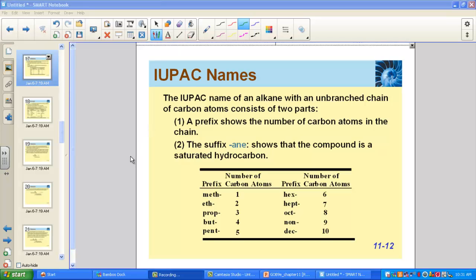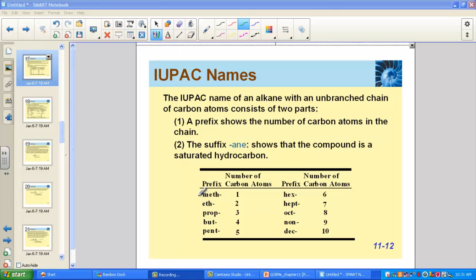Our next section will focus on how we name alkanes. Notice the ending of the word alkane is A-N-E, and each one of these hydrocarbons will have the same ending, showing that it is a saturated hydrocarbon.